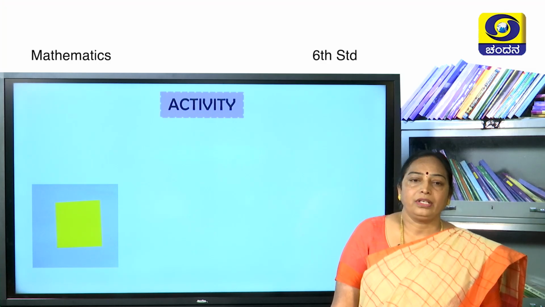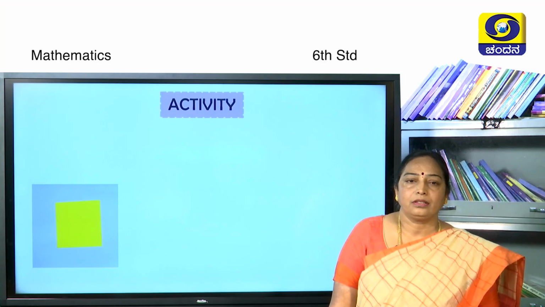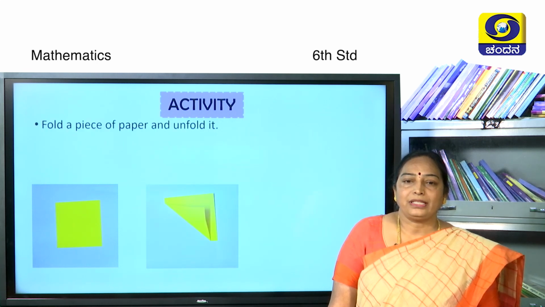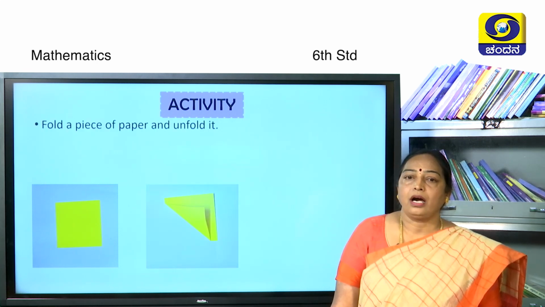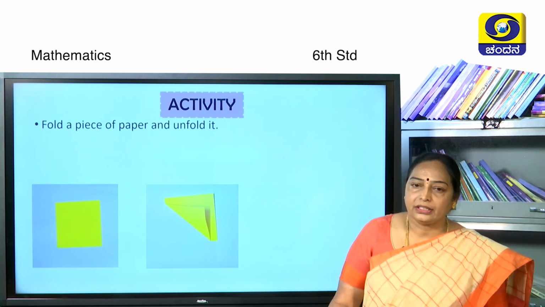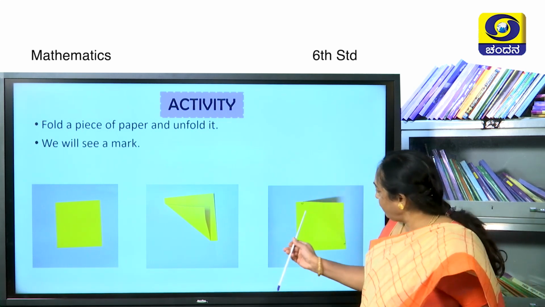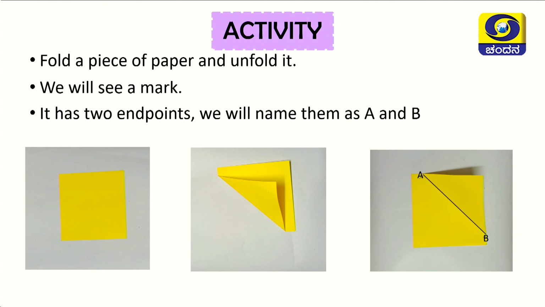Children, we will take a piece of paper, fold the piece of paper and unfold it. We will see one mark. It has two endpoints. We will name them as A and B, and look at that mark. This mark gives us the idea of a line segment.